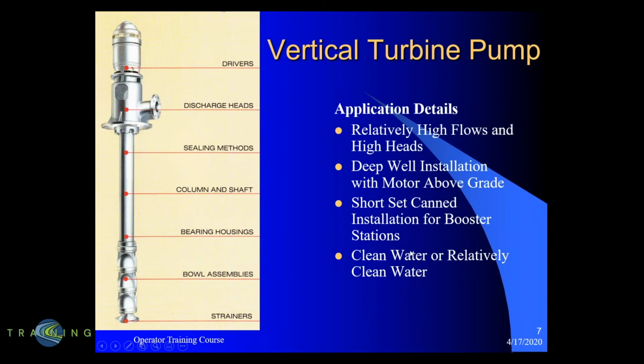These can also be used for a short set canned installation when we don't have a clear well or a well to pump out of, or a lake. We put a can around the column and shafting and bowl assembly so that the water flows in, down in the can, up through the pump and out the discharge head. So those are the applications. As I told you, we can use it for raw water, which means that it's relatively clean, or clean water applications.